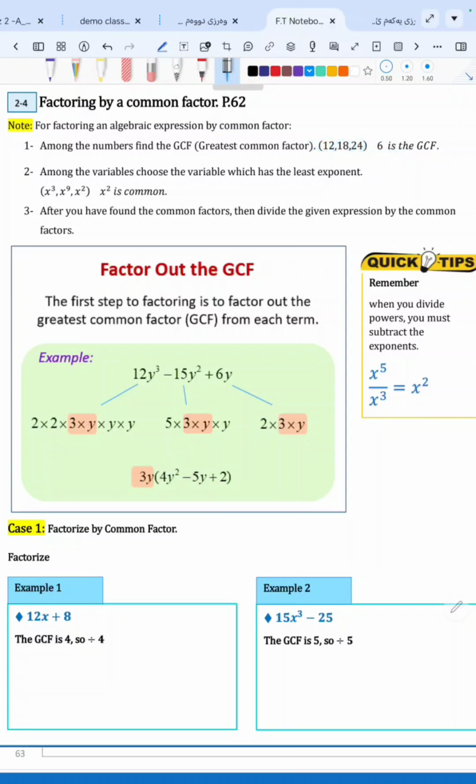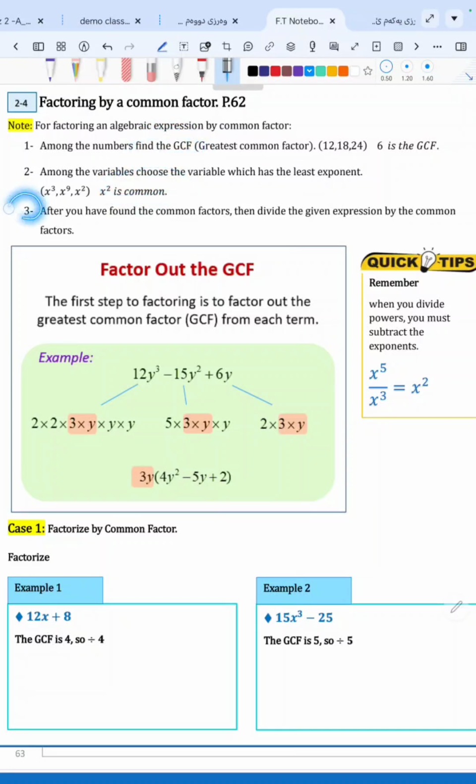And the second one, if you don't have a GCF, or sometimes you have both of them, you have a common parenthesis. Always use the least power as a common. For example, we have x power 3, x power 9, x power 2. The smallest one is x power 2, so x power 2 is a common. Sometimes you have a sign too, so you have GCF, common variable and common sign.